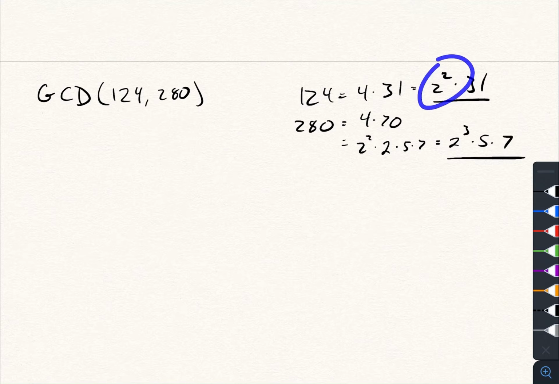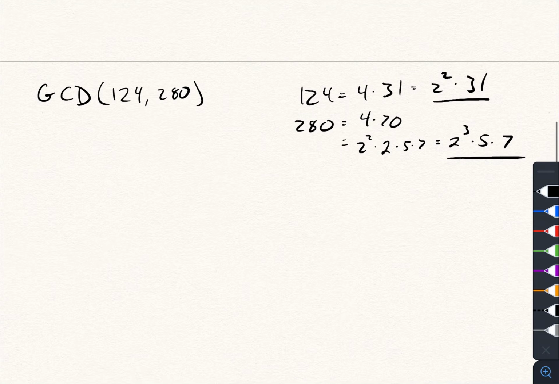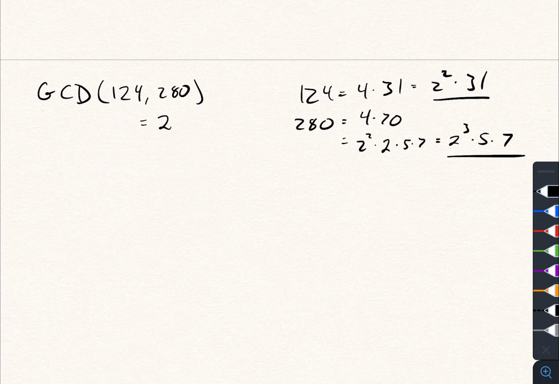You can see that 2 squared is going to be a factor, or divisor, of both of these. And so the rest of the other terms are not going to have anything in common. So the GCD would just have to be 2 squared.